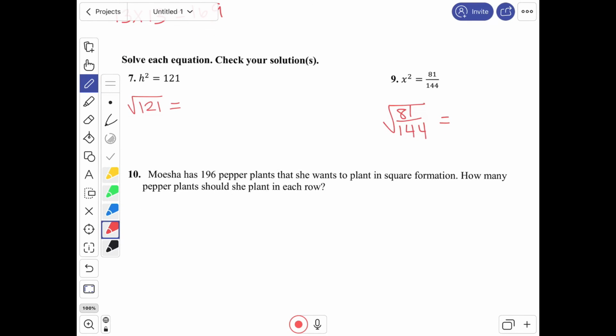Number 10, Moesha had 196 pepper plants that she wants to plant in square formation. How many pepper plants should she plant in each row? So you're trying to find the square root of 196. If you use the list that I showed you, this page won't be too difficult.